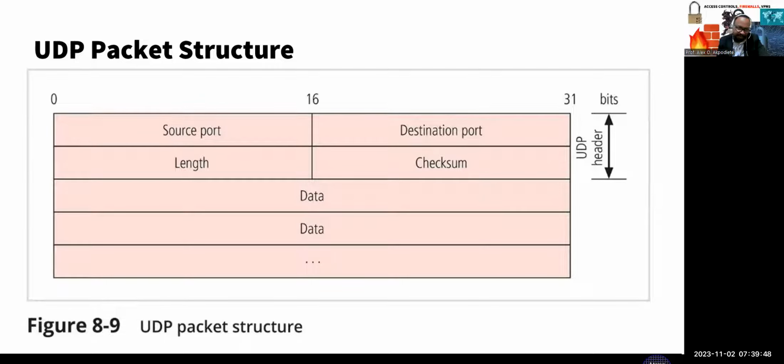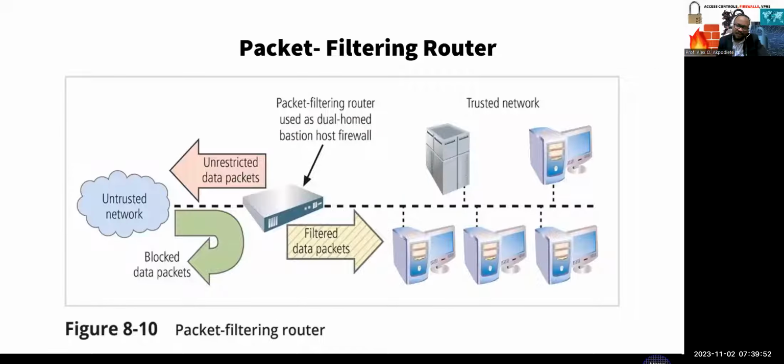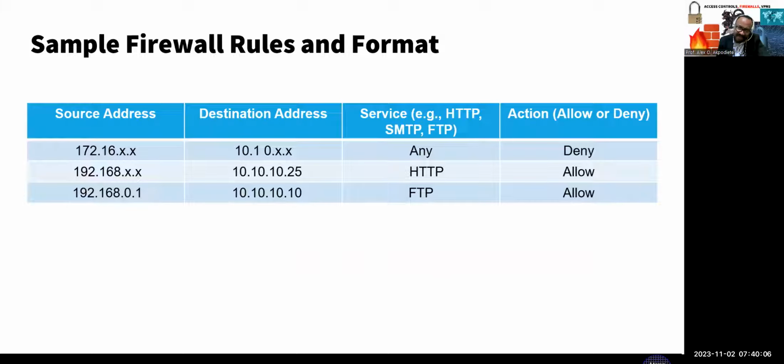This is the structure of the UDP packet in here. So if I have a router that does packet filtering, I'm coming from an untrusted network, right? I've got the packet filtering sitting there. It looks at it, and then you now make a decision whether to allow you into my trusted network or not, right? This is a simple firewall rule. This is anything coming from 172.16. These IP addresses will be considered private IP addresses.